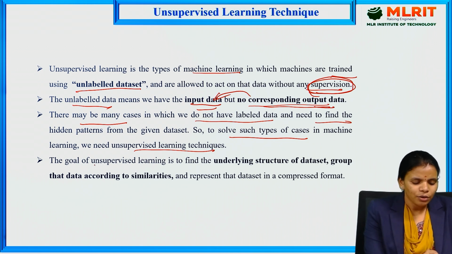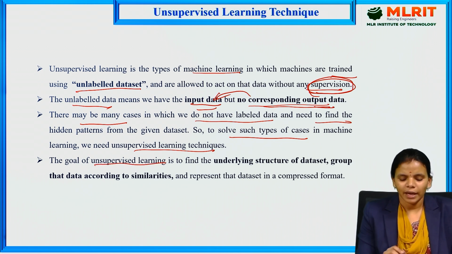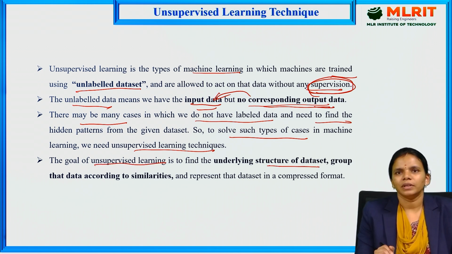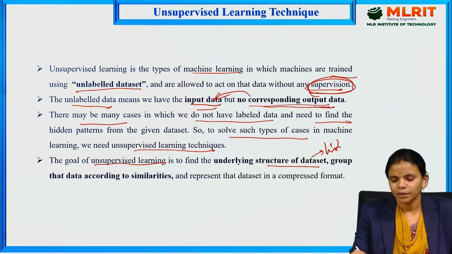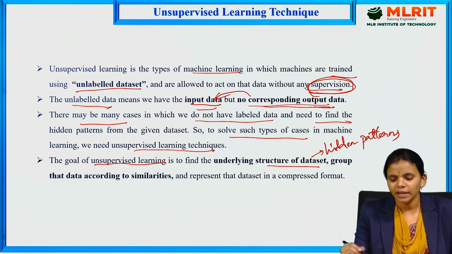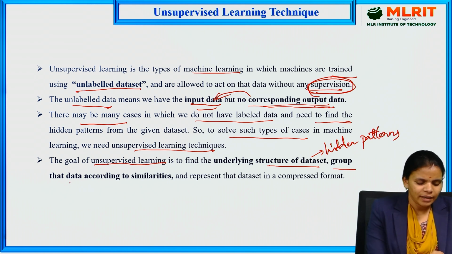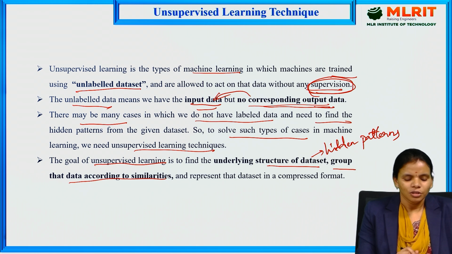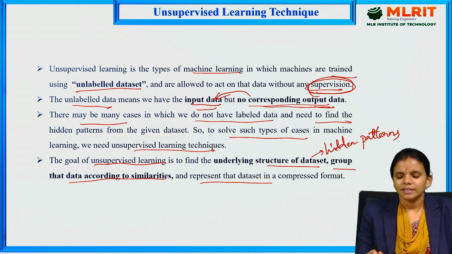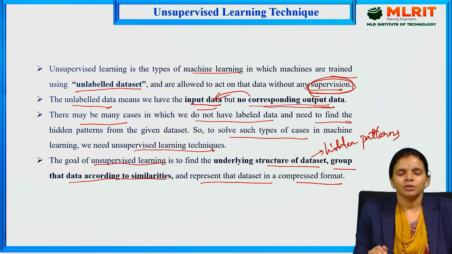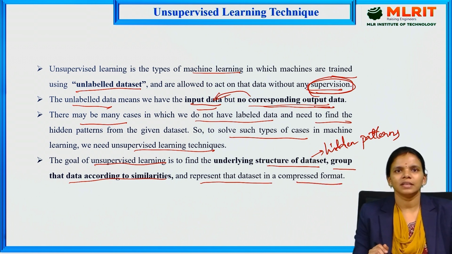And the main goal of unsupervised learning technique is to find the structure of the data set and to find the hidden patterns from the data set, and group that data according to the similarities. So this is the main goal of unsupervised learning technique, and finally we need to represent that data set in a compressed format.